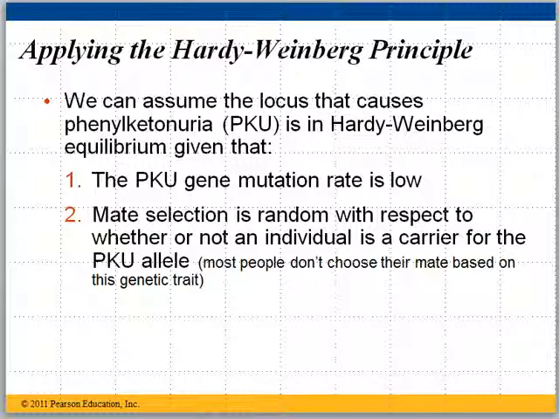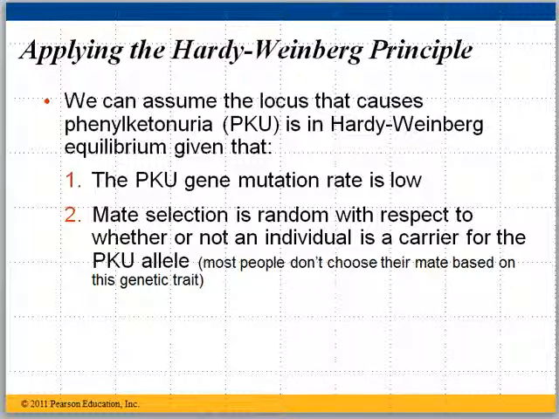Phenylketonuria, PKU, is basically considered to be at Hardy-Weinberg equilibrium because, number one, the PKU gene mutation rate is low. It's not zero, but it's difficult to find zero, so we're going to do the best we can. The PKU gene mutation rate is fairly low, so it satisfies number one.